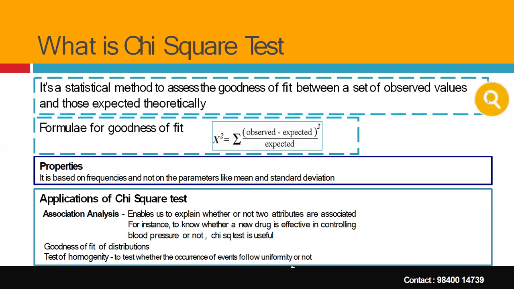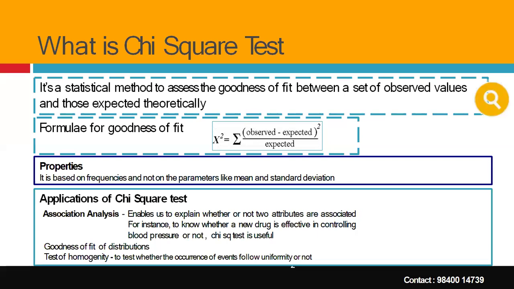It's something like this. Let's say a baby is born on 5th January. That is the observed, minus the expected. But we were expecting that the baby would be born on 10th January. So it is 5 minus 10, whole square, divided by 10. That is your chi-square: observed minus expected, squared, divided by expected.